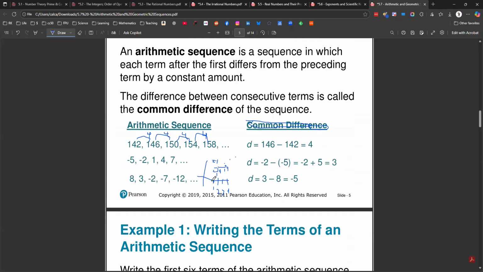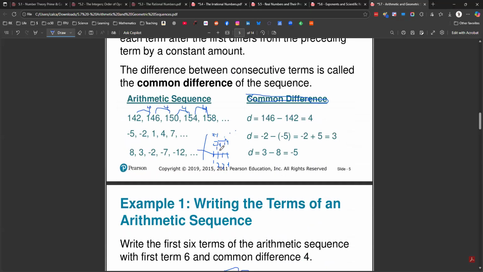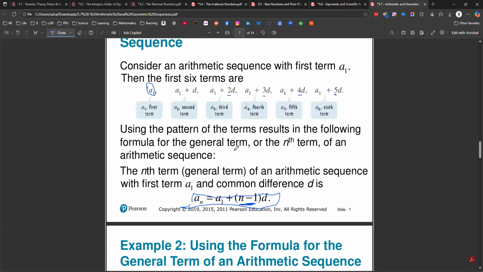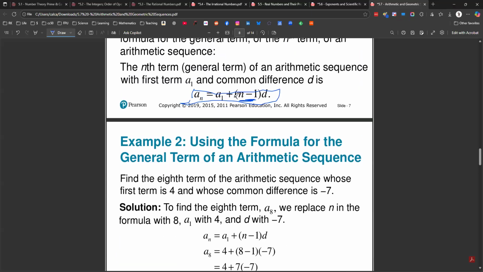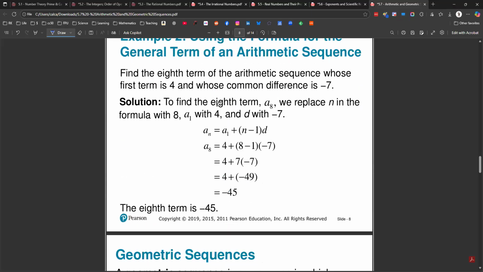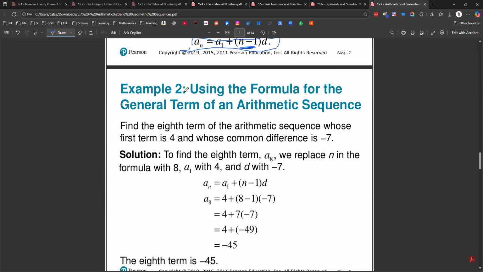So it starts here. So that's why it's n minus 1. Okay, so you don't start counting until after you've already stepped. So you end up with this formula, and let's see how that plays out in this example here.